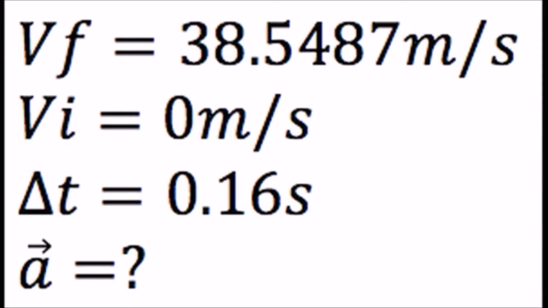Acceleration. For my givens list, my final velocity was 38.5487 meters per second. My initial velocity was 0 meters per second because the ball was at rest. My time was 0.16 seconds. Now we have to find acceleration.